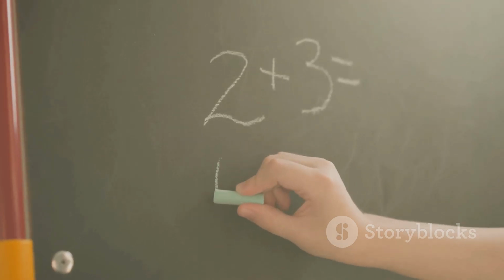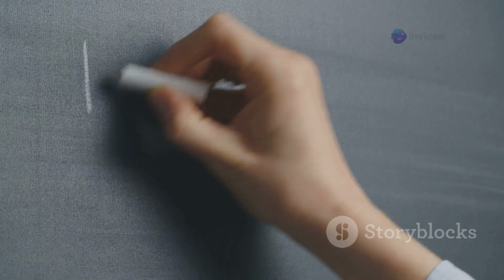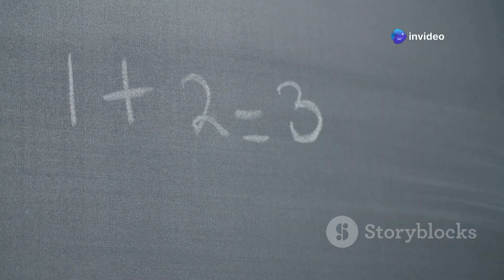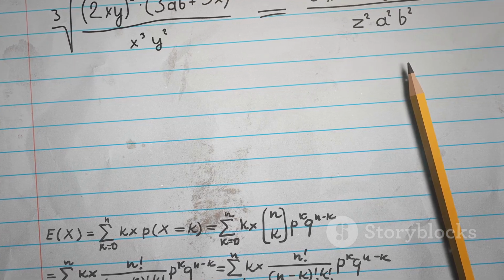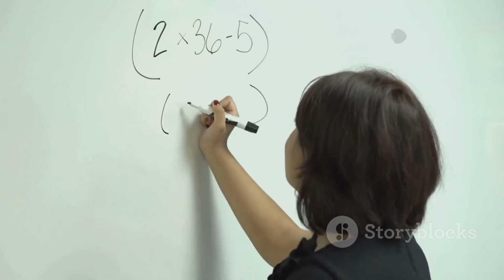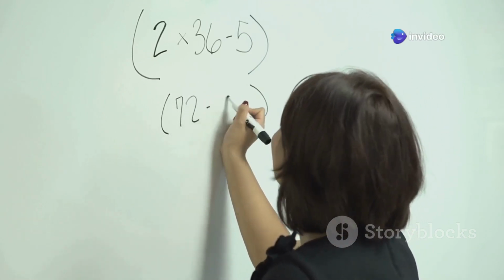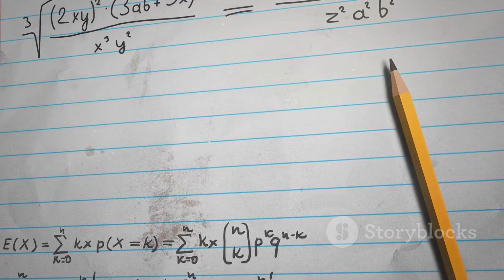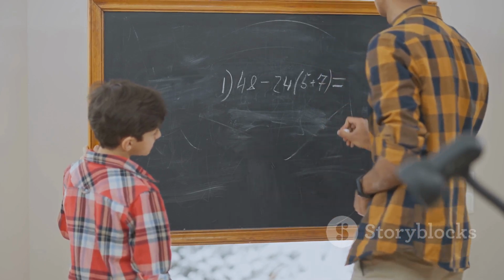This tells us that a squared is an even number since it's equal to 2 times another whole number. If a squared is even, then a itself must also be even since the square of an odd number is always odd. So we can write a as 2k, where k is another whole number. Substituting this into our earlier equation, 2b squared equals a squared, gives us 2b squared equals 4k squared. Dividing both sides by 2 gives us b squared equals 2k squared. This tells us that b squared is also an even number, meaning b itself must be even as well.